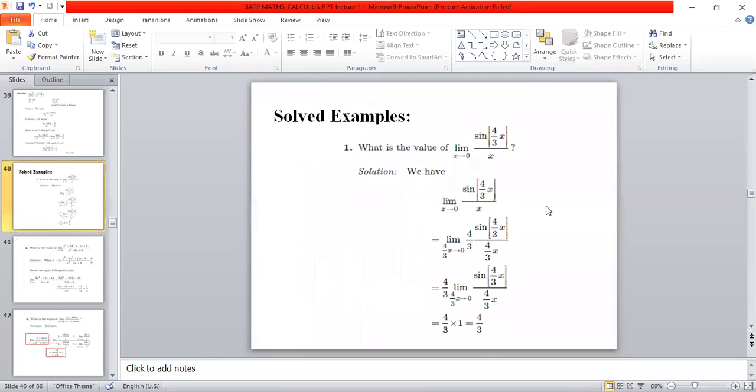One more question. Limit of sin(4/3 x) upon x, as x tends to 0. We are experts in that now. What we have to do is, there should be 4 by 3 in the denominator, so multiply and divide by 4 by 3, and 4 by 3 will come out, and this limit is 1. So your answer is 4 by 3. Good.